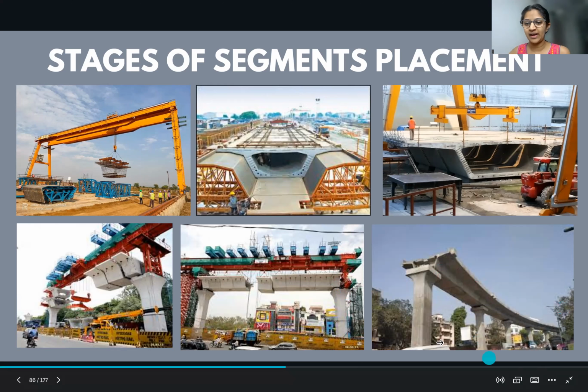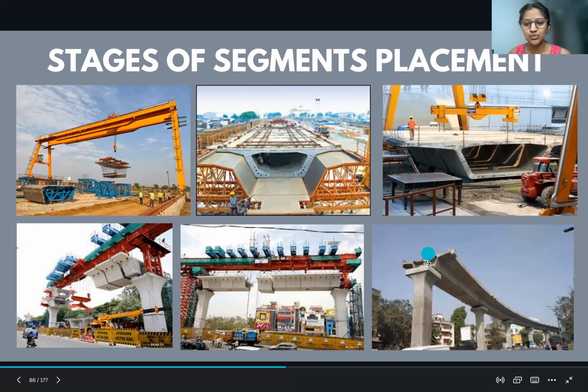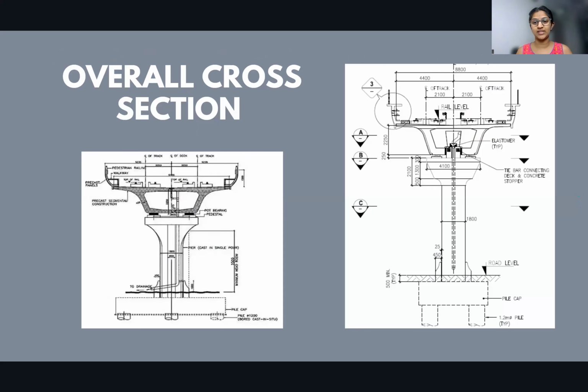And this is the final image of all the spans that have been joined together, and it is ready for the railway movement. Okay, since this is one of the last piers that has been set up over here, that is the reason the continuity of it is not seen in this particular image. So next, moving forward, we have an overall cross-sectional view.